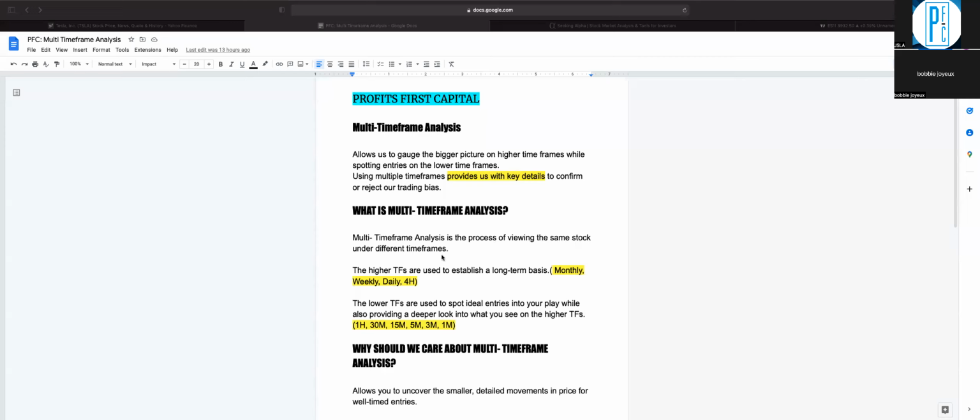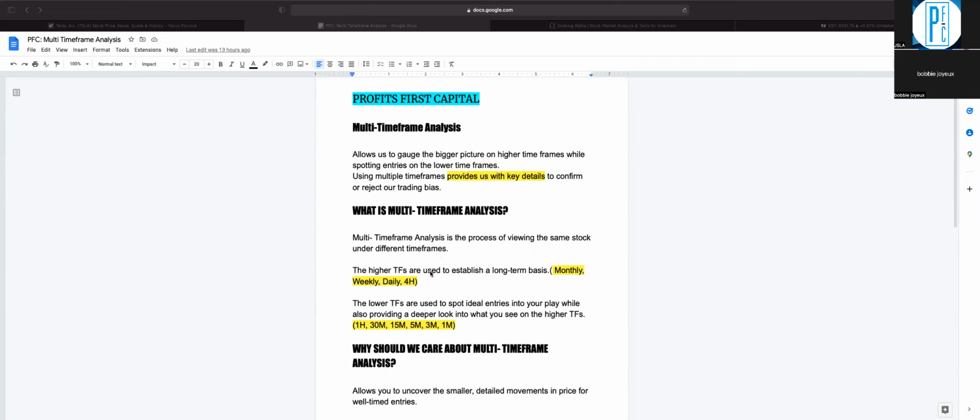So if I'm looking at Tesla on a higher time frame, multi-time frame analysis will be on Tesla, then I come down to the 1 hour, then I come down to the 15 minute, and all the time frames are bearish, so I'm more likely to take that trade and execute, right?